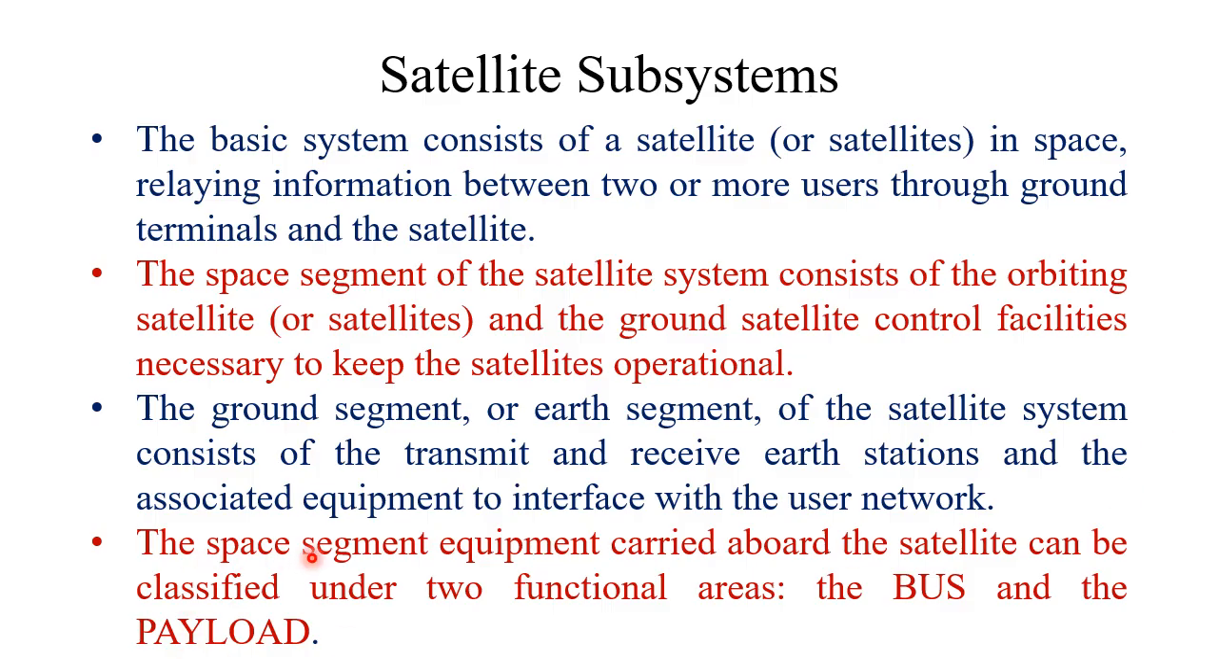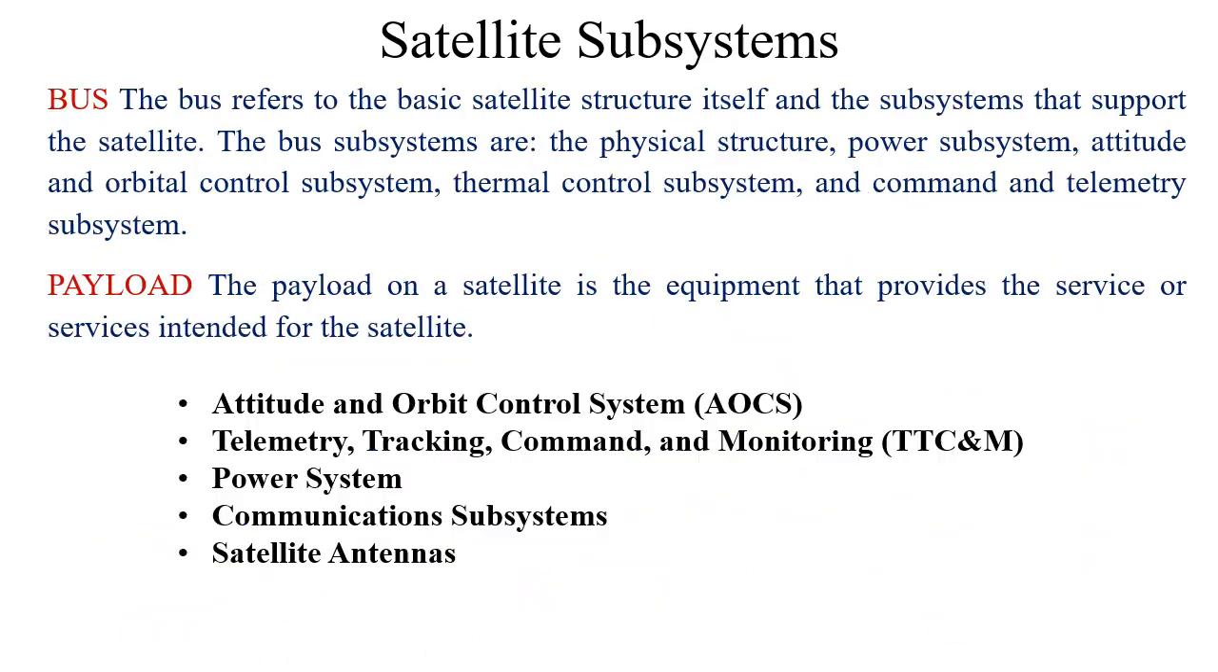The space segment equipment carried aboard the satellite can be classified into two functional areas. One is called the bus and another is called the payload. Bus refers to the basic satellite structure itself and the subsystem that support the satellite. The bus subsystems are the physical structure, power subsystem, attitude and orbital control subsystem, thermal control subsystem, and command and telemetry subsystem. The other part is the payload, and the payload on a satellite is the equipment that provides the service or the services intended for the satellite.